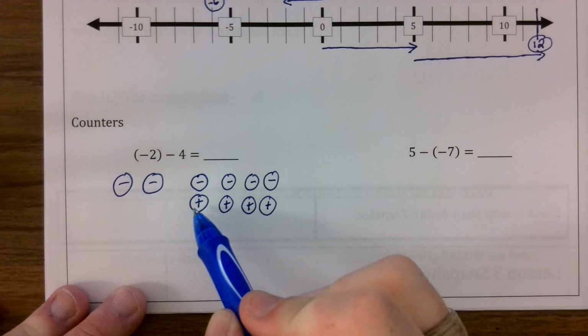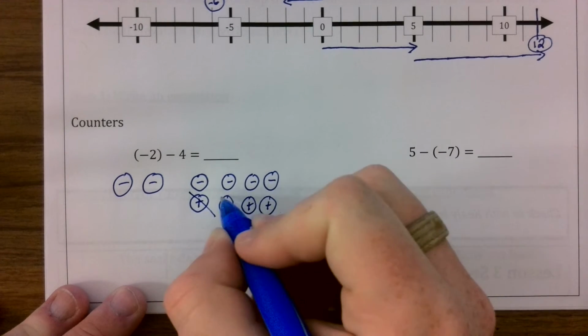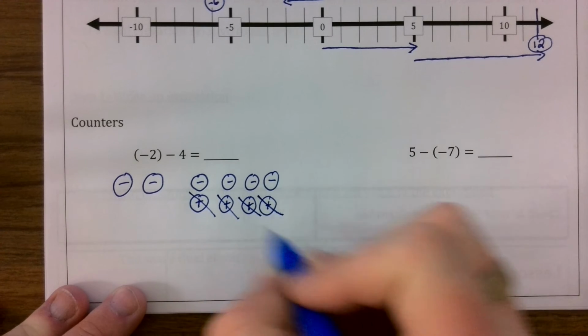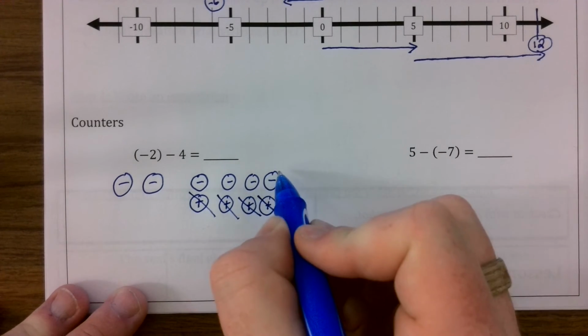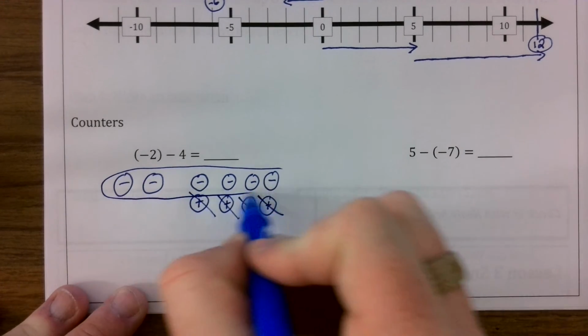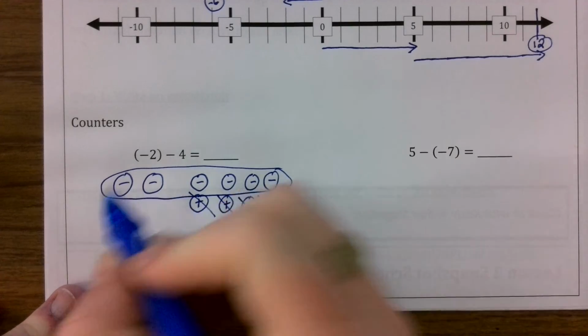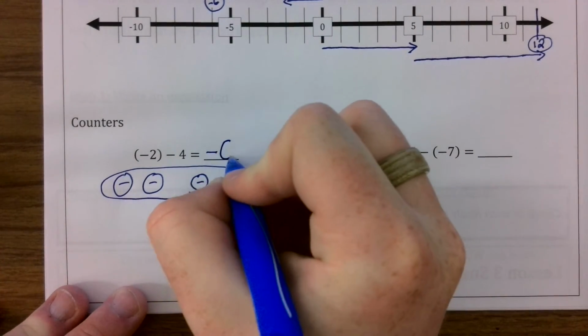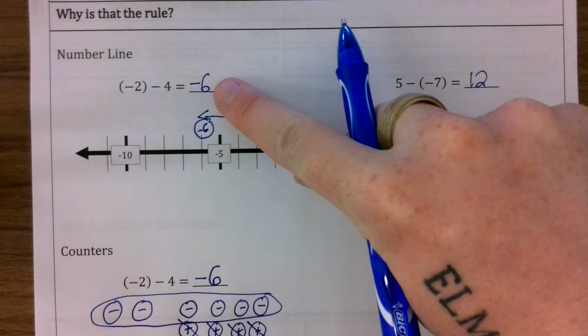Now I have 4 positives that I can take away. I can get rid of this one, this one, this one, and this one. So now I've taken away 4 positives. What am I left with? 1, 2, 3, 4, 5, 6. And they are all negative, so my answer is -6. Just like we got on our number line.